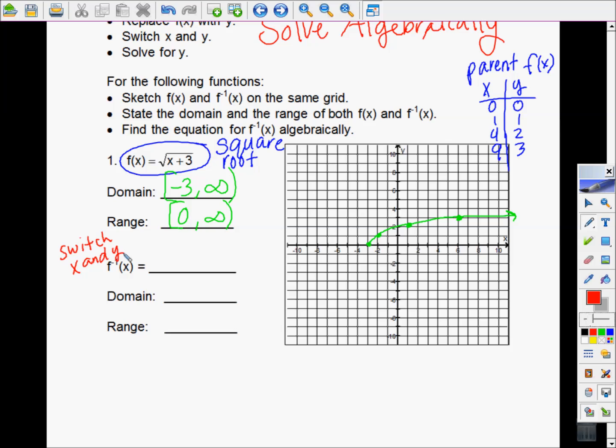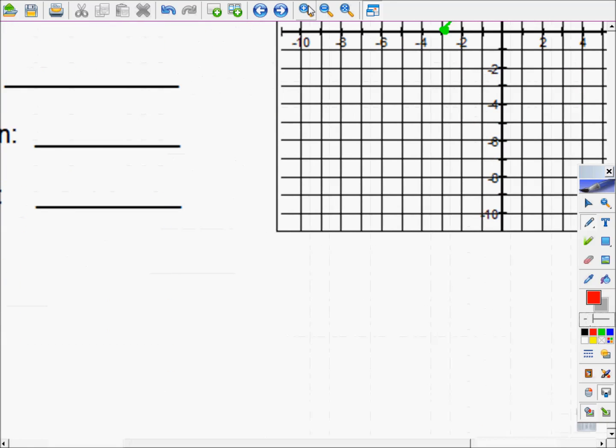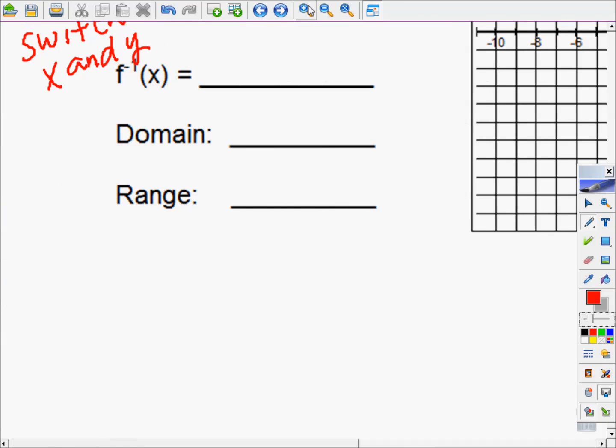So which do y'all want to do first? Do we want to switch X and Y first, or do we want to do algebra first? Algebra first. Thank you for giving me an answer. Alright, so doing algebra first, we're going to do it at the bottom of our page. I think I left you enough room. Did I leave y'all enough room? Yeah. Alright, so our current function is f of x equals the square root of x plus 3.